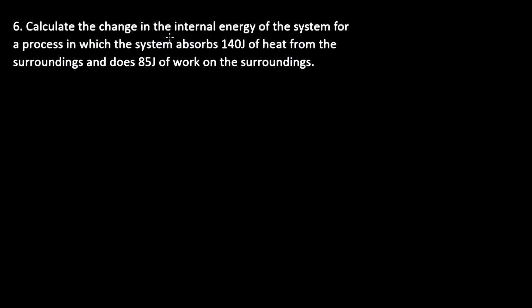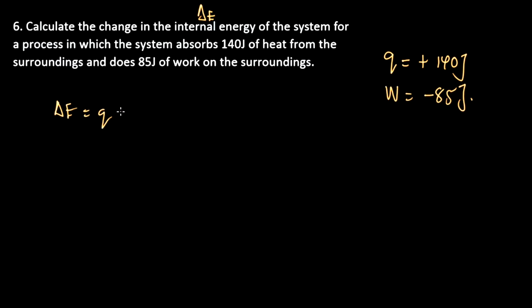So looking at this, calculate the change in internal energy of the system for a process in which the system absorbs, so Q equals positive 140 joules, because the system absorbs this amount of heat from the surrounding and does this amount of work on the surrounding. So that's 85 joule, right? So we have change in E equal to Q plus W. We therefore have that this is 140 minus 85. So this gives us 55 joules.